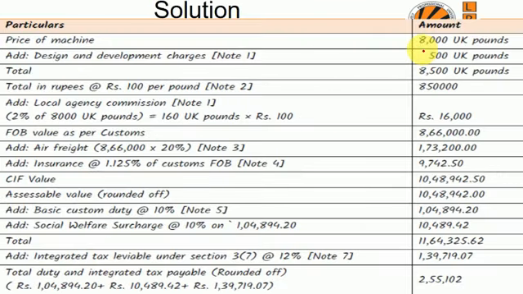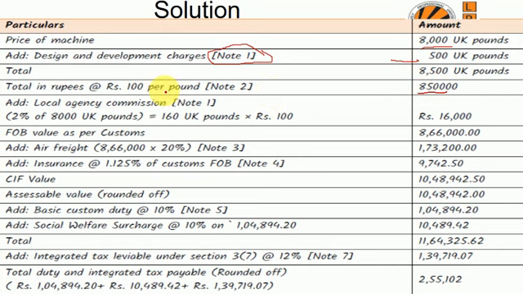Price of machinery was given as 8,000 UK pound. We have taken that. Design and development charges. Now, why do we require a note here? If you remember, we have done commission paid to local agent: if it is a buying commission, it is not to be included. Since it is not a buying commission, that's why it is added. So after adding the commission, we get the value.